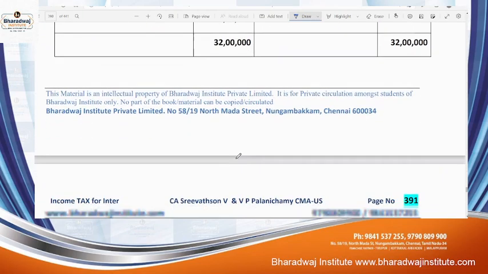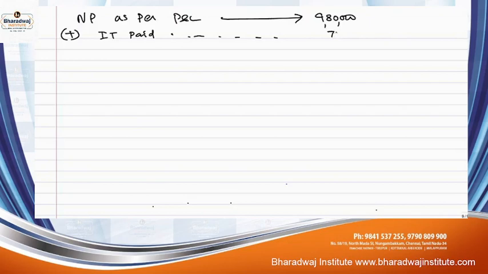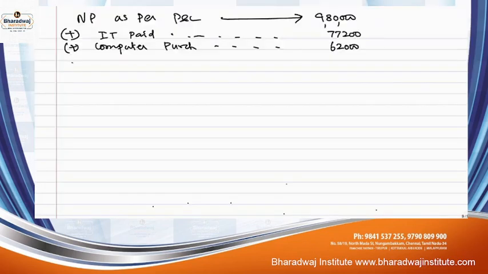Then look at adjustment number 1: 72,000 is given as income tax paid. Income tax is expressly disallowed by the Income Tax Act. Income tax paid 77,200. Adjustment number 1 also says computer purchased was debited in trade expenses. That's a capital expenditure. Add it back. Income tax paid 77,200. Computer purchased 62,000.